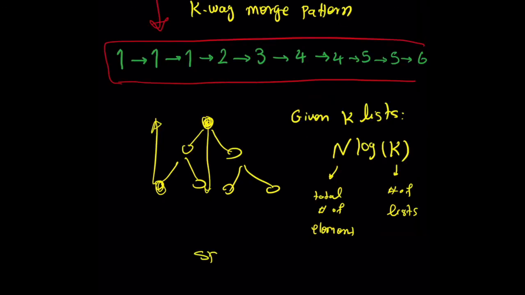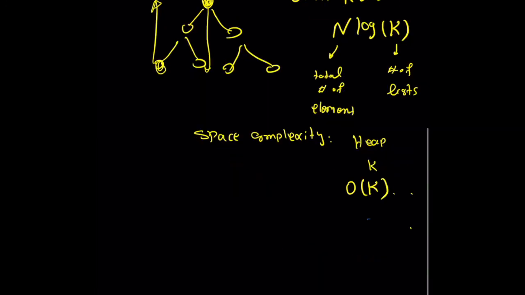And the space complexity, so if we ignore the output, the space complexity would be just our heap, right? So it would be O of k.